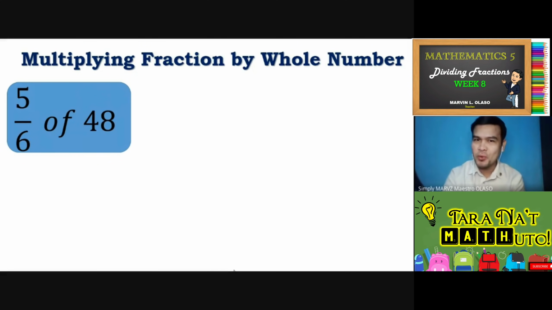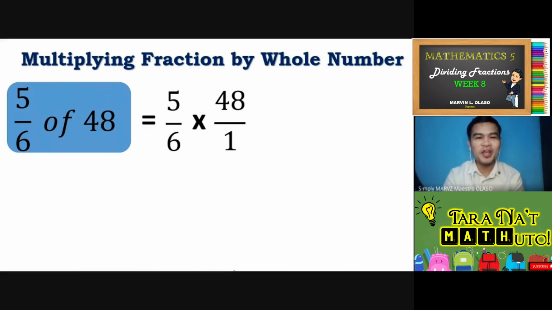What is step number 1? Yes, you are correct. Translate it into multiplication sentence. 5/6 times 48, lagi nating tatandaan, kapag whole number, lalagyan lang natin ang denominator ng 1 para sa lahat ng mga whole number. So we have 48 over 1. Now, the long method is that multiply the numerators. 5 times 48, multiply the denominators. 6 times 1. So we have 240 over 6.